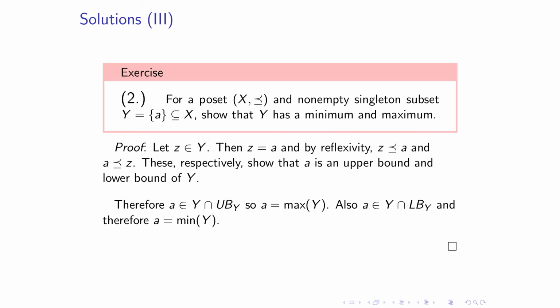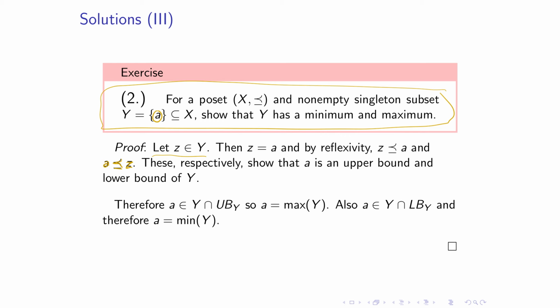Okay, let's move on to the next exercise. We'll take a singleton set and show that it has both a maximum and a minimum. No surprise, the single element in this set is both the maximum and the minimum, but let's go ahead and rigorously demonstrate that. So let's choose any element z from the set y. The goal, of course, is to show that A is a minimum on y. So we're going to try to show that A precedes z. That is the goal. How do we show it?